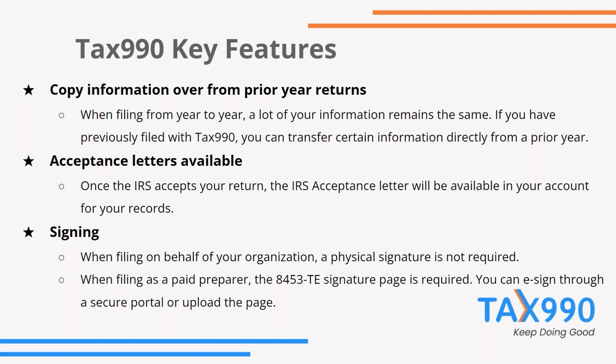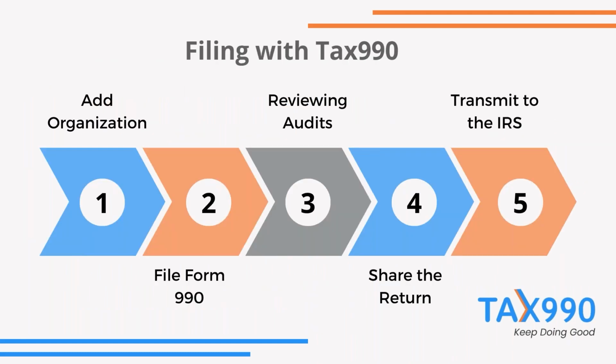We're going to go ahead and work through a 990-EZ form and take a look at the Tax 990 account. We're going to focus on adding your organization, completing the 990-EZ form, and reviewing attached schedules. We'll look at the internal audit. We'll look at processing your payment and sharing your return, and then transmitting it to the IRS.